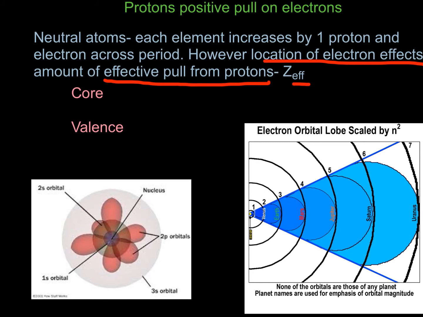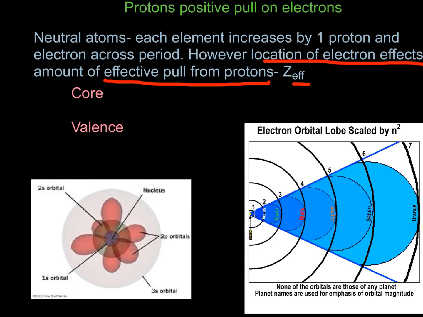Our core versus our valence electrons, think of an apple. Core electrons are in the core of the apple. They're the closest to the nucleus. They are held the strongest. They are going to be the hardest to get rid of by far. The valence electrons are the furthest out, and because of that, there are things playing a role in their relationship with the nucleus.